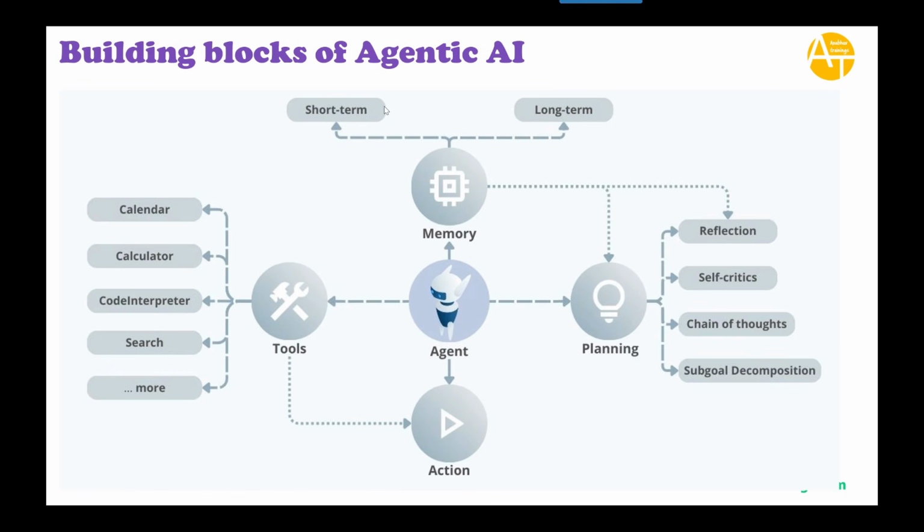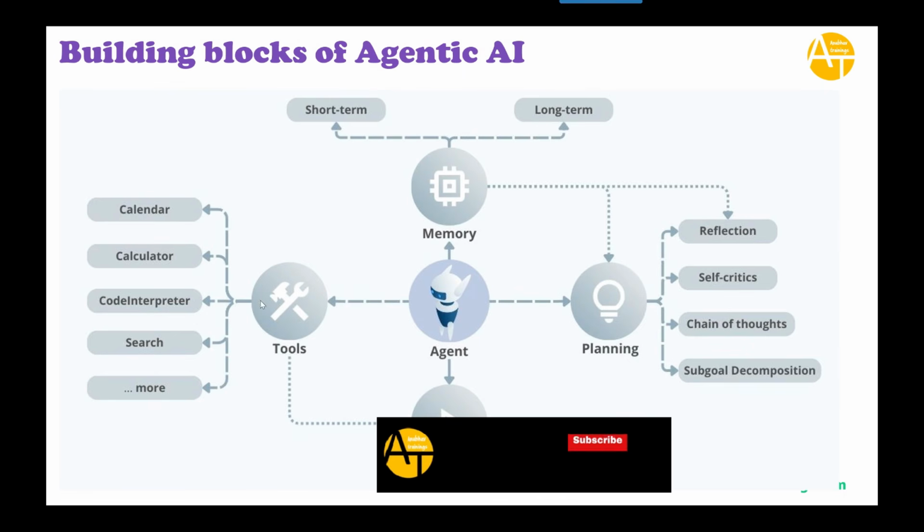So look at these building blocks of an agentic AI system. It has got tools like calendar, calculator, code interpreter, search, all the standard tools. For example, from the LangChain framework, it has got actions. So actions can be taken through these tools, like triggering a calendar invite or scheduling a meeting with the manager.